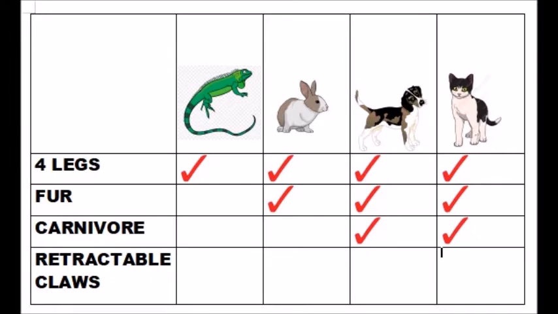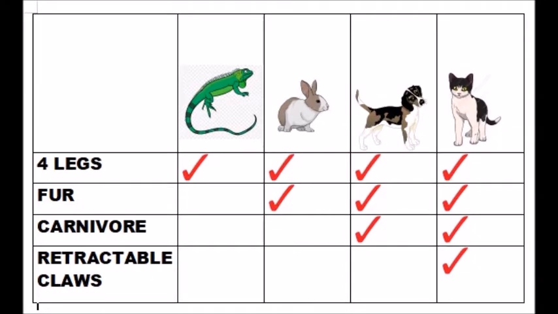Let's go to the next category, the retractable claws. Iguanas, they don't have retractable claws. Remember, retractable claws are just the ability to retract the claws, to take the claws out and back in again. And the iguana doesn't have that. The rabbit doesn't have that. The dog doesn't have that. But yes, the cat has the ability to take his claws in and then take them back out again.